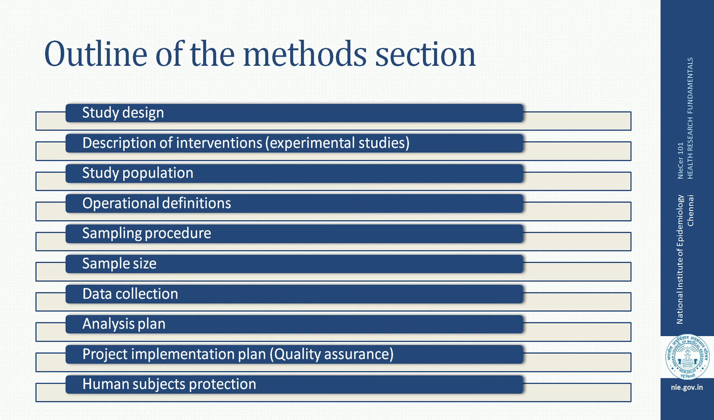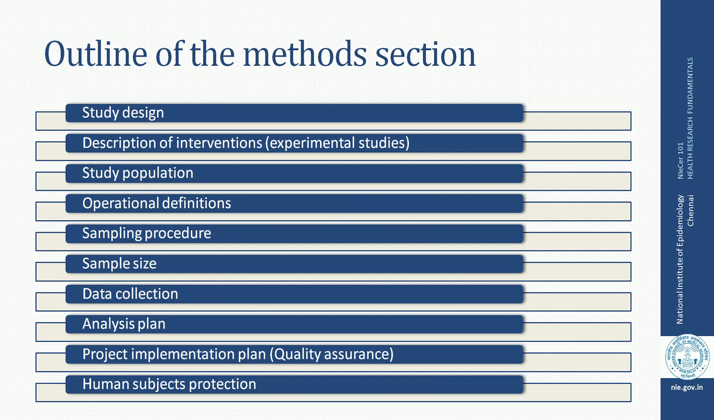So, as I said, we need much more details, and the major part of the protocol would actually be your method section, wherein you give the whole detailed plan of how you are going to conduct the study, starting from the study design, describing the interventions if you are doing an experimental study, describing your study population, writing out your operational definitions, what was the sampling method that you used, how did you calculate the sample size, what would be the data collection methods, what would be the tools to do that, what is your analysis plan, and then a detailed project implementation plan to maintain the quality, and finally, the last section on human subjects protection.